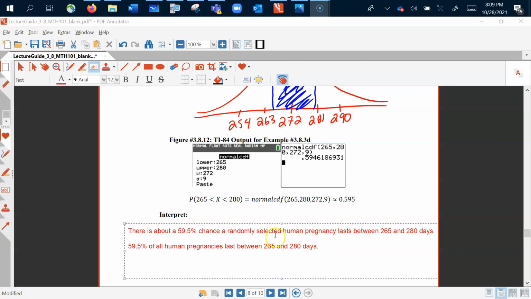All right, so hopefully you've written something close to this. The interpretation for a single human pregnancy: there is about a 59.5% chance a randomly selected human pregnancy lasts between 265 and 280 days. Or the interpretation for the entire population: 59.5% of all human pregnancies last between 265 and 280 days.